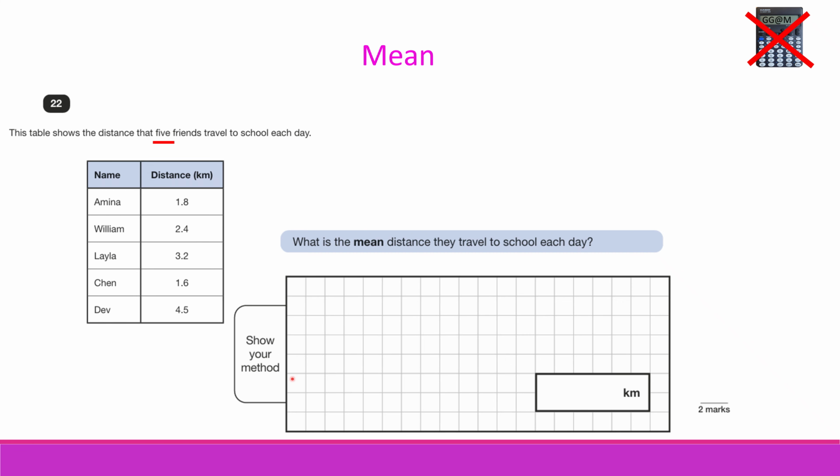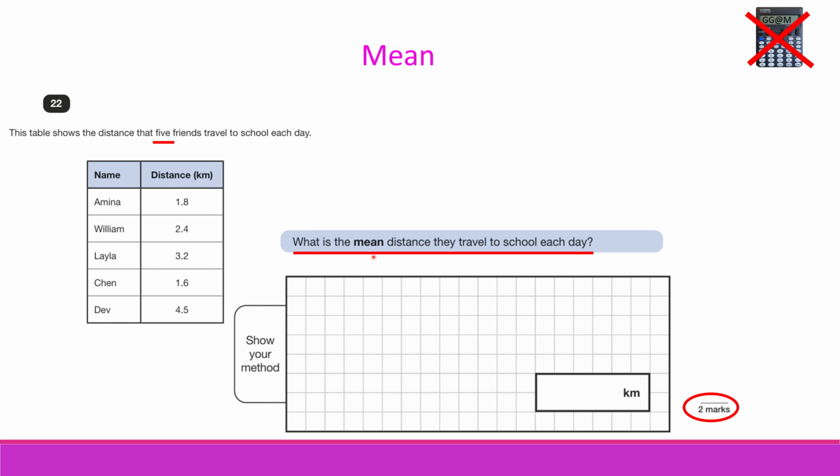That means that the numbers that you're calculating or adding, subtracting, multiplying, dividing, whatever you're doing with the numbers, you have to write in this box here. The answer goes in this little box here with the kilometres afterwards, and this will be worth 2 marks in the exam. Now you've got to calculate the mean distance they travelled to school.